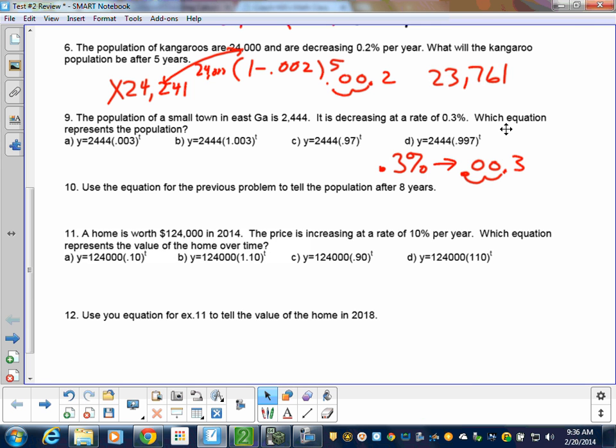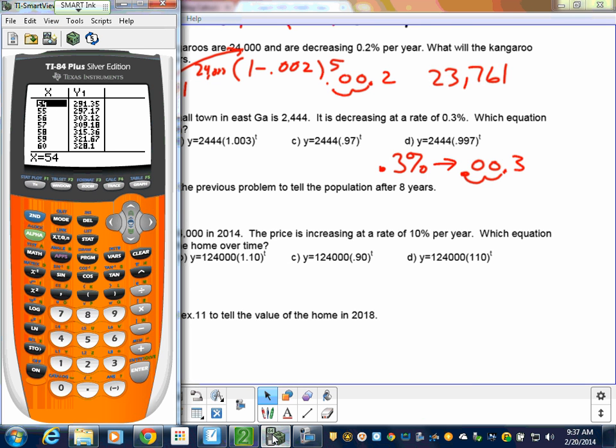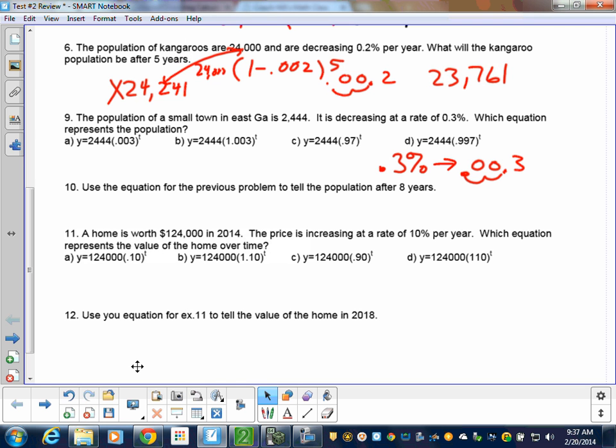So then the formula that I use in my calculator is 2,444 times 1 minus 0.003 to the whatever power. This particular thing is asking us to see what that 1 minus 0.003 is, to make sure we can get that part. And so that's 0.997. So this is the equation that I would use. So it's letter D.